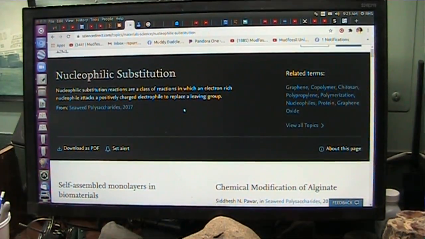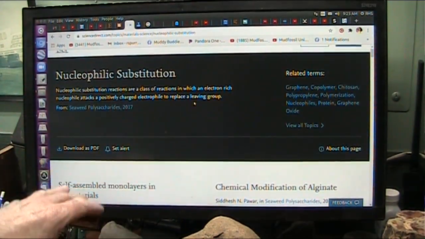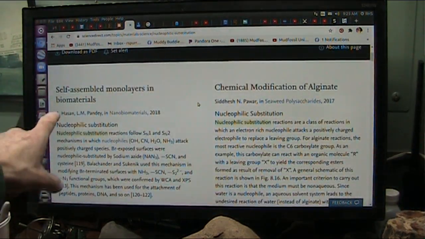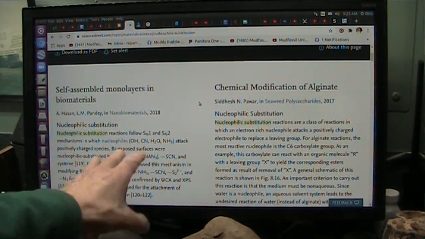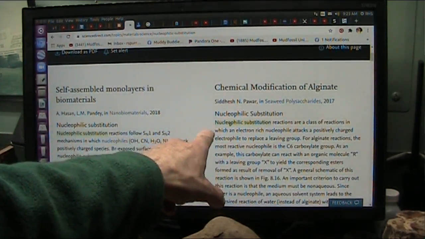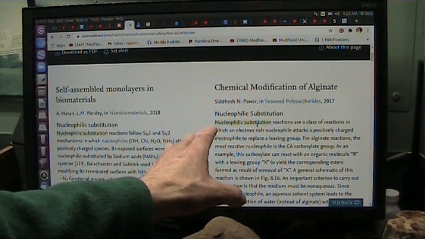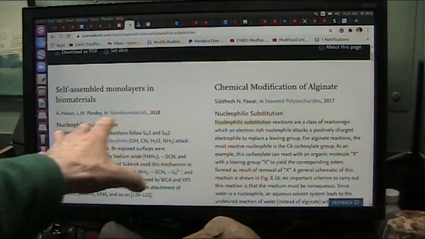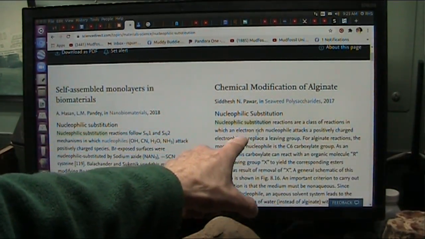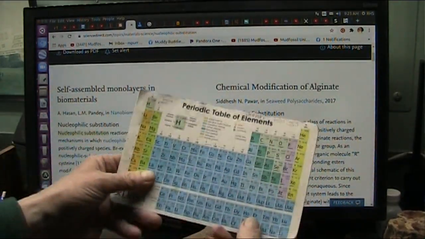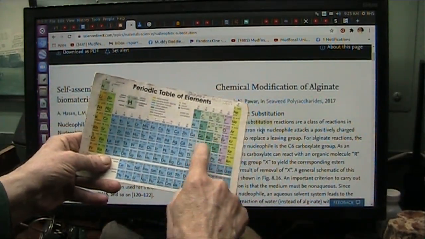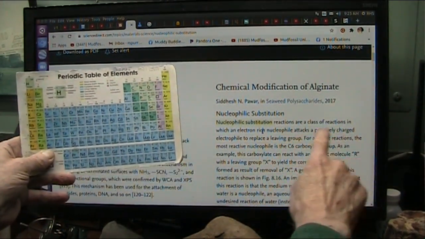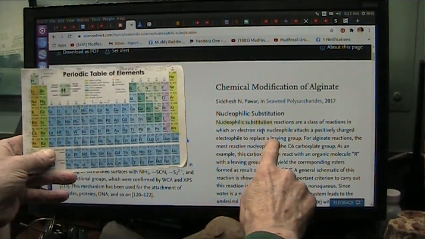All right, let's just do this real quick. It's about nucleophilic substitution, and that's what happens with flesh. You have to have a little chemistry, but this makes it very simple. Nucleophilic substitution is a reaction, or a whole broad class of reactions, where an electron-rich nucleophile, which has a lot of extra electrons, attacks a positively charged electrophile to replace a leaving group.